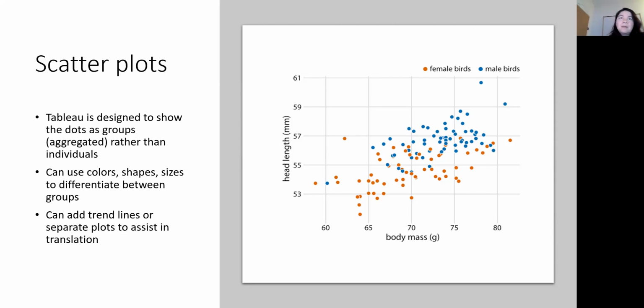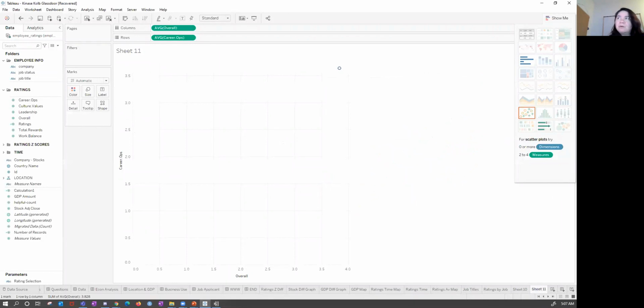And so I'll go ahead and actually switch over to Tableau. If you just click on two different measures, so here I have what is the relationship between the overall ratings and career opportunities? That's the question being asked here. When you click on these and just throw them in, you get this one dot. That's definitely not a scatter plot by itself.